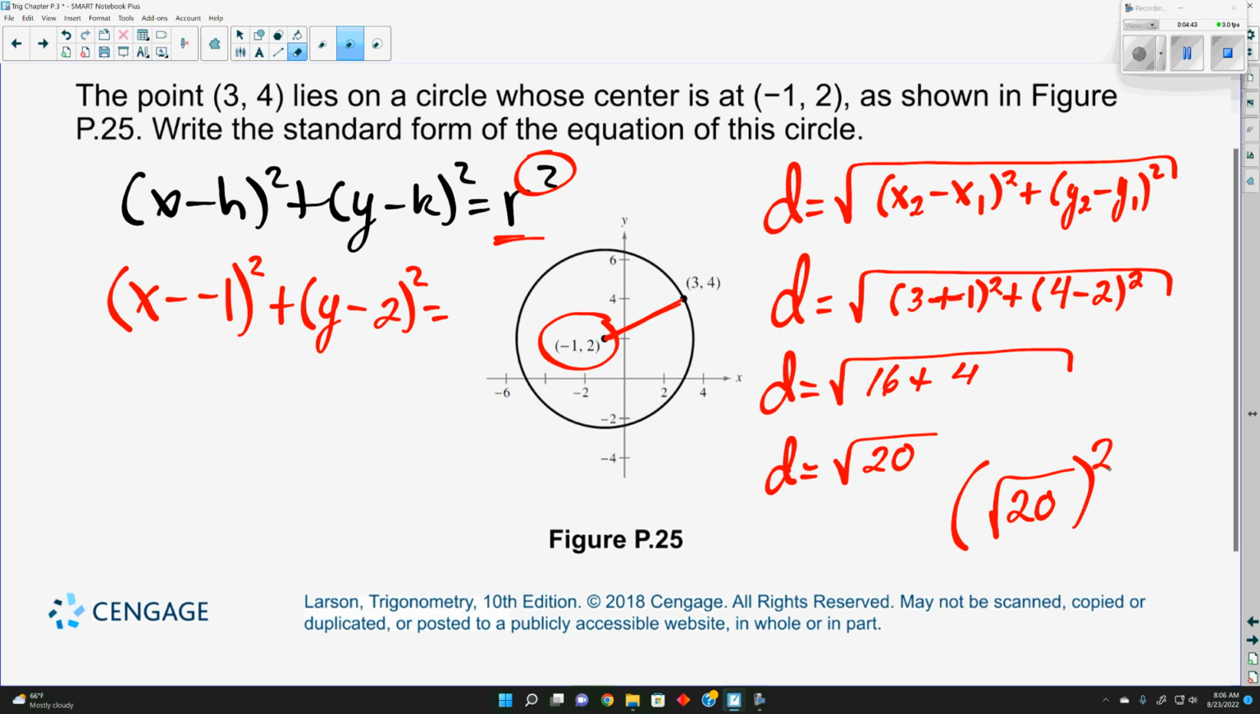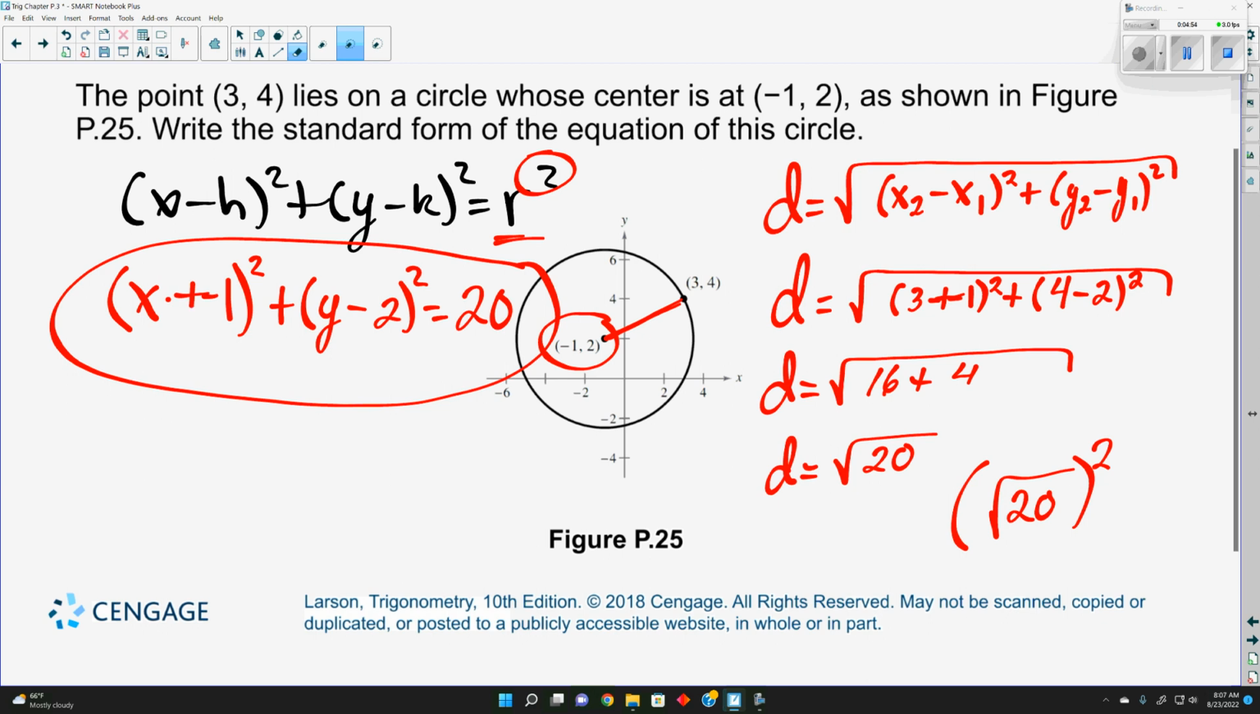What's the square root of 20 squared? 20, yes? So the value that goes here is 20. Almost finished. We actually have to turn that into a plus, but that's it. Questions on this here? And if you were wondering, 2 squared plus 5 squared is 20 still.